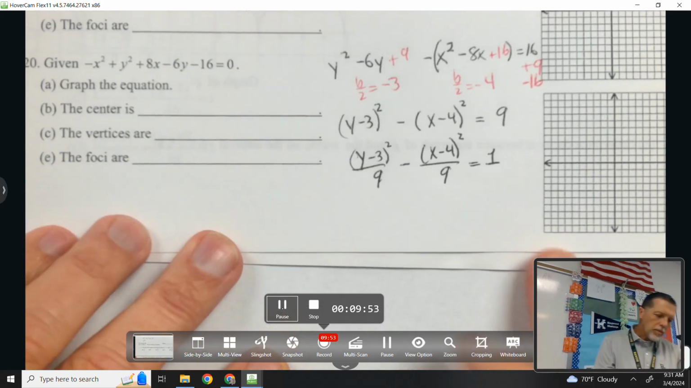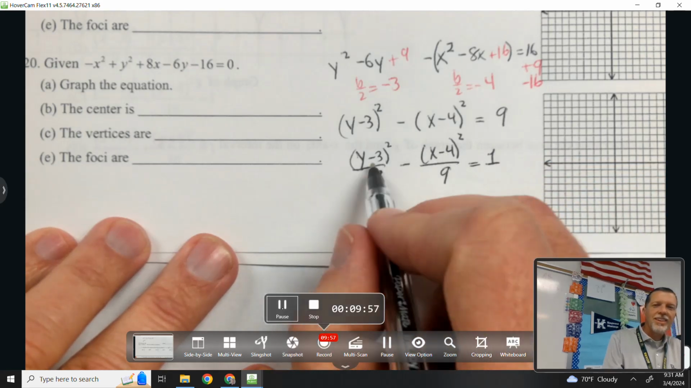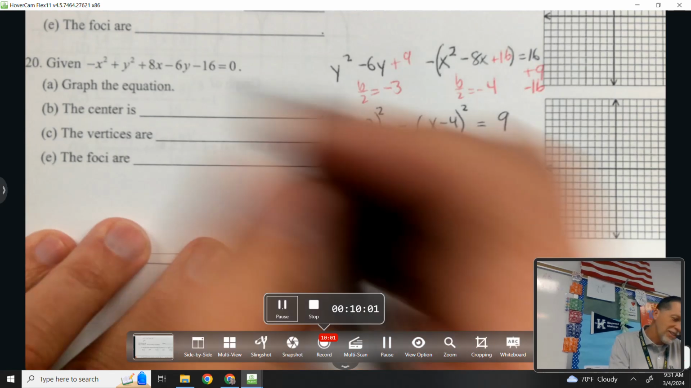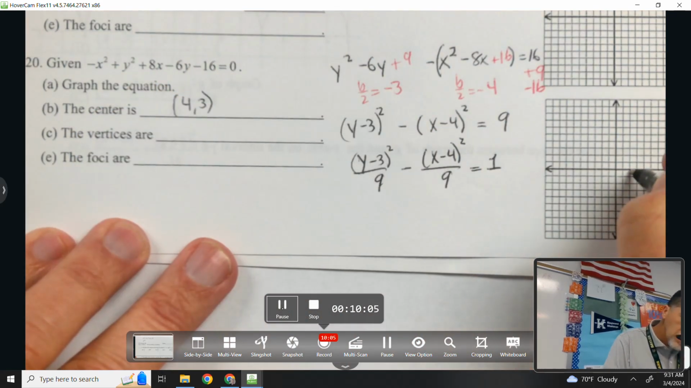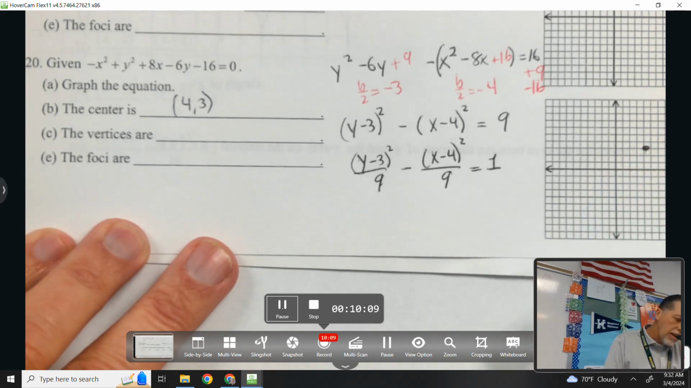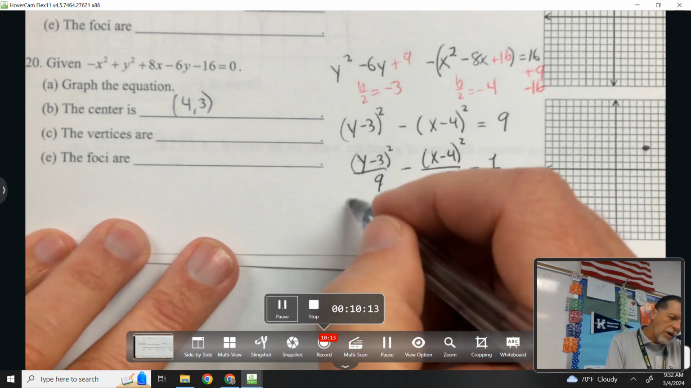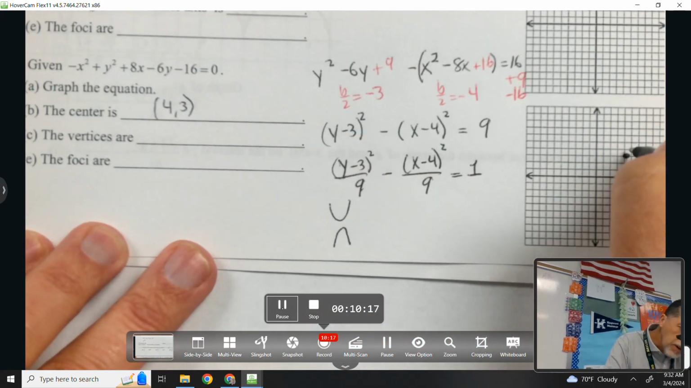The center is 4, 3. Not 3, 4. Be careful with x's and y's. So 4, 3. The vertices are up and down. Right? Y comes first, so I know it's up and down. So I'll go up and down 3.